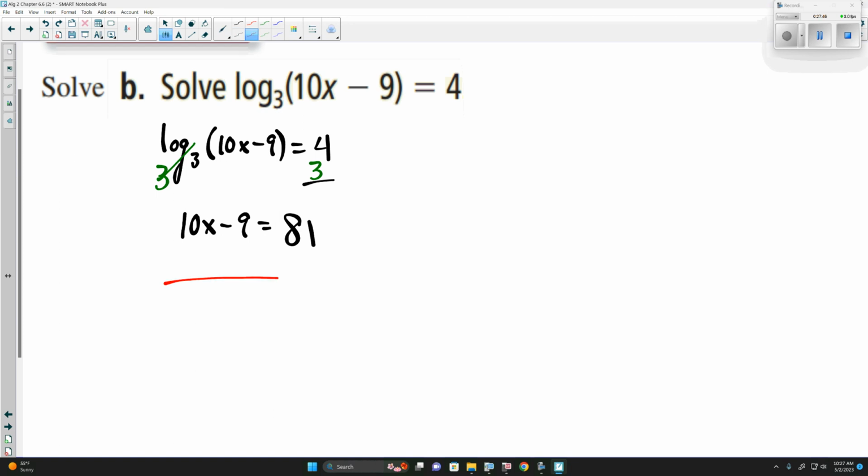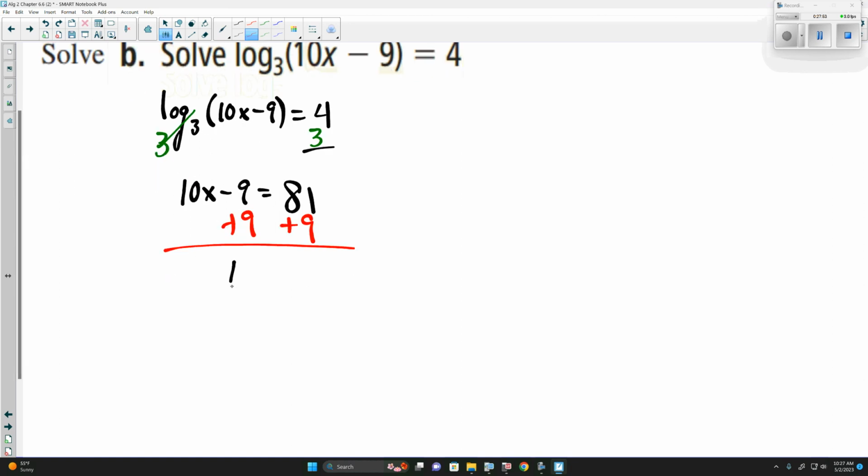What can we do next? Add 9. Telling us that 10x is equal to 90. And last but not least, we would divide by 10. Hopefully we know what 90 divided by 10 is.